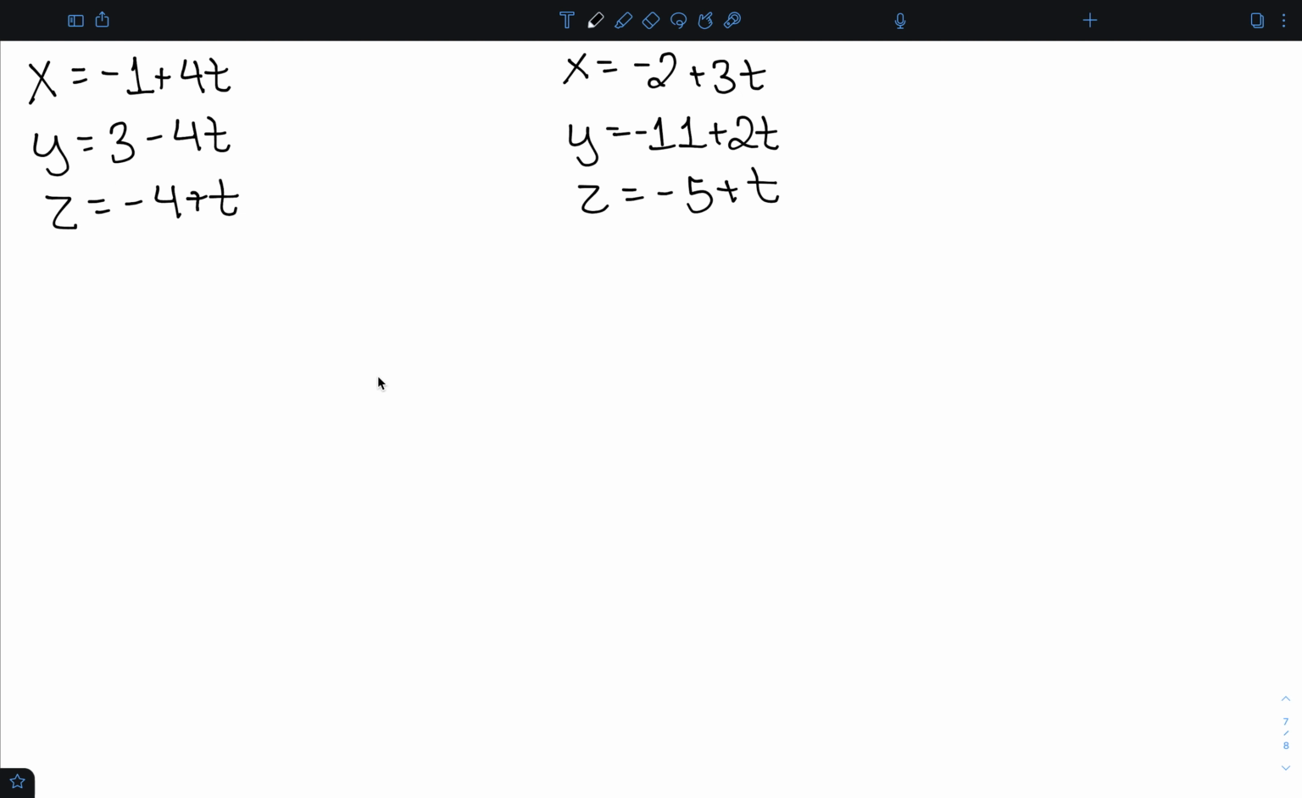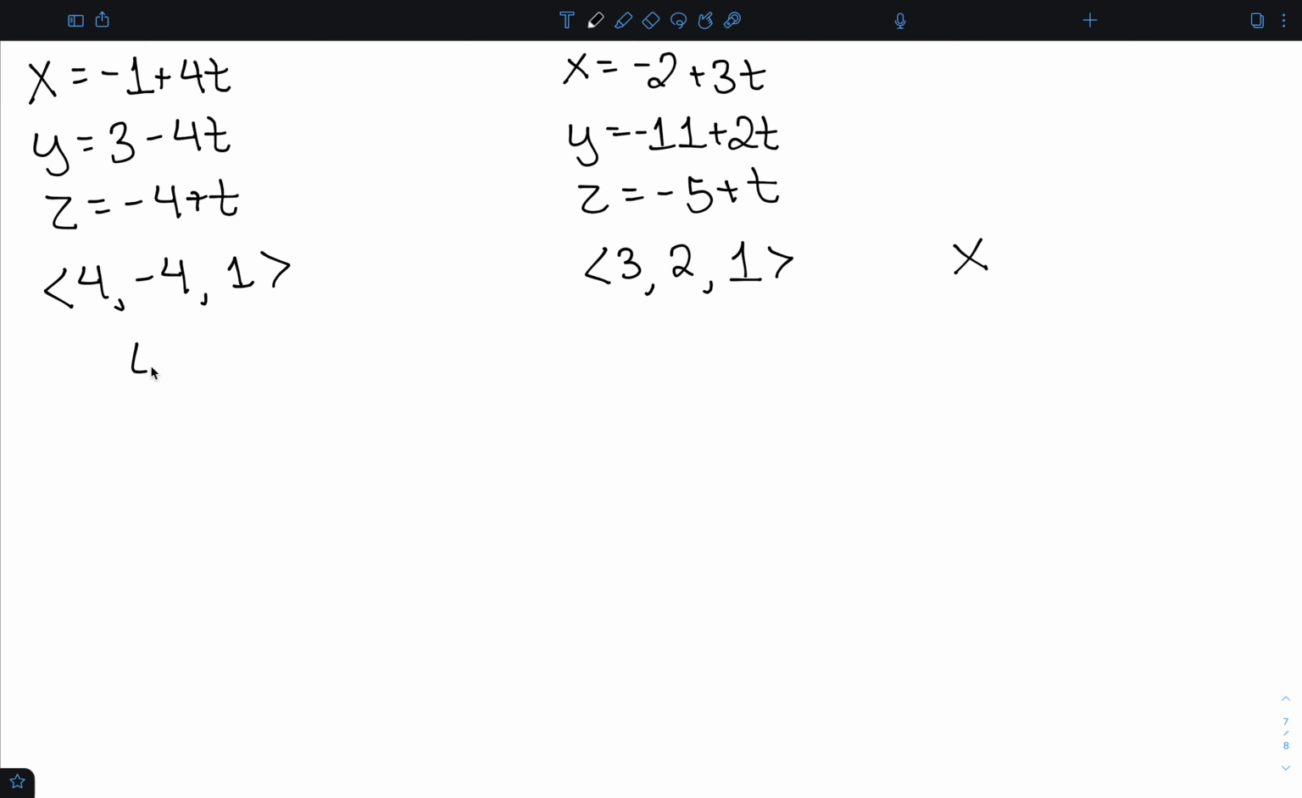Finally, let's consider the line x equal to negative 1 plus 4t, y equal to 3 minus 4t, and z equal to negative 4 plus t, and the line x equal to negative 2 plus 3t, y equal to negative 11 plus 2t, and z equal to negative 5 plus t. The direction for my first line is 4, negative 4, 1. And the direction for my second line is 3, 2, 1. And I can see that there's nothing I could multiply the first vector by to get the second vector. So these do not go in the same direction. These lines have two separate directions.